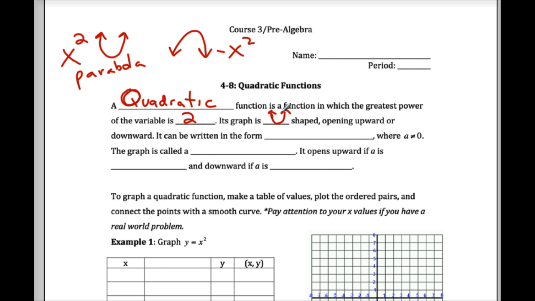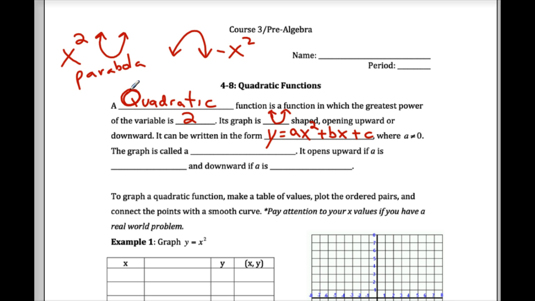Opening upward or downward. It can be written in the form, here's our quadratic equation: y equals ax squared plus bx plus c. It's kind of big. Just jot it down. You're not expected to really understand that whole thing yet, but we're going to get there. A, B, and C are going to be numbers. Your y and x are going to stay y and x squared. The only condition is that a can't be 0, because if a is 0, the x squared goes away and then it's linear. So a cannot be 0.